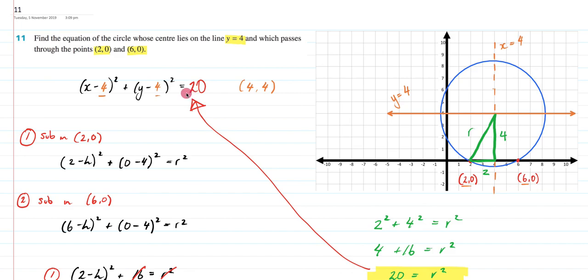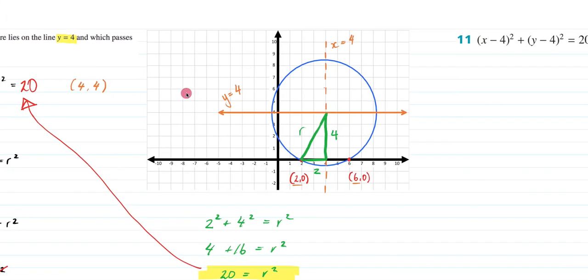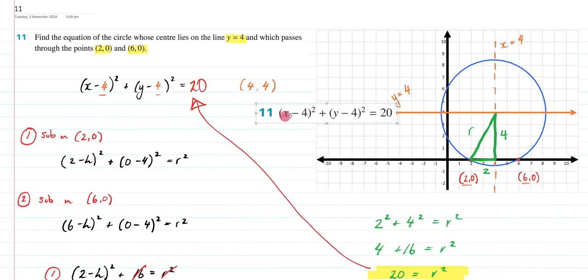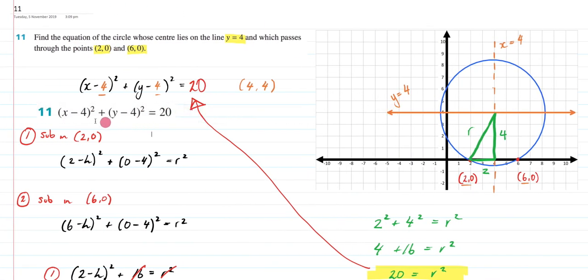And if we go over here, just so we can be 100% sure we've done it correctly, here is my answer. And hey presto, it is correct.